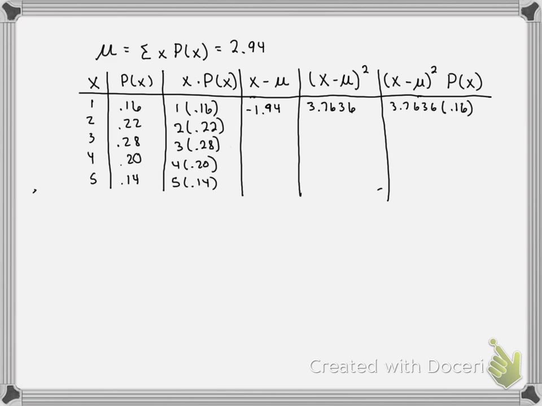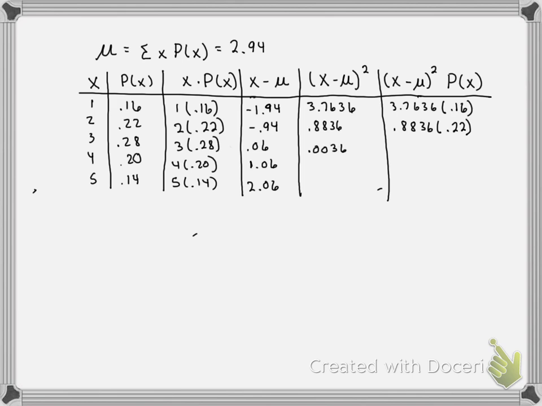So this is how this whole entire remainder of this table is going to work. 2 minus 2.94 gives you negative 0.94. And when you hit your square button on your calculator, and then you will carry that over and multiply that by the 0.22. Okay, so all the way across. So what I'm going to do now is just copy down the table so we can do the work mathematically from this.